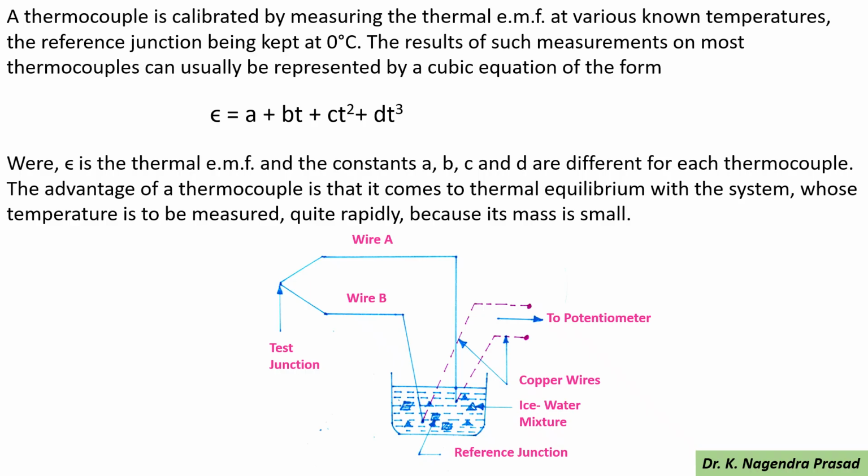The main advantage of this thermocouple is that it comes to thermal equilibrium with the system whose temperature is to be measured quite rapidly because its mass is very small.